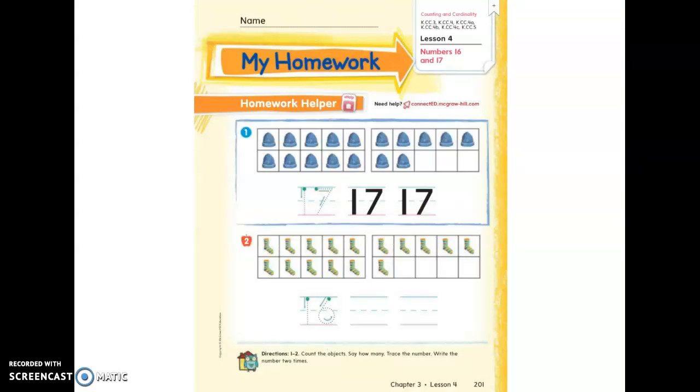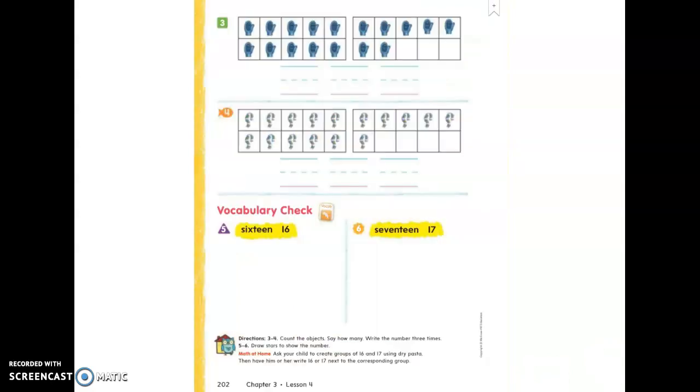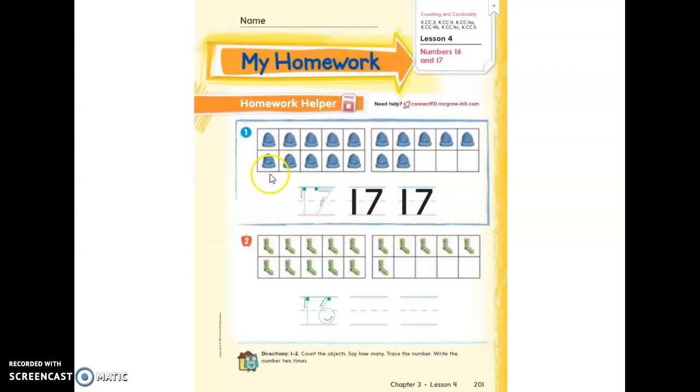Now, the last part of this lesson are your homework pages. The homework pages are page 201 and 202. You will do the same thing that we did in the classwork lesson. So you will count the objects, then write the number 3 times for each question. So go ahead and do that for page 201 and pause your video and then press play to check your work.